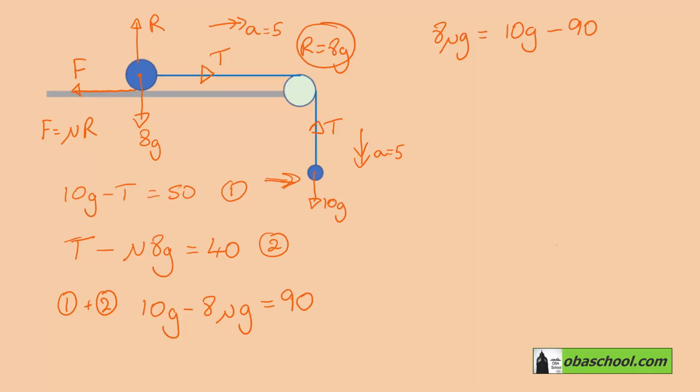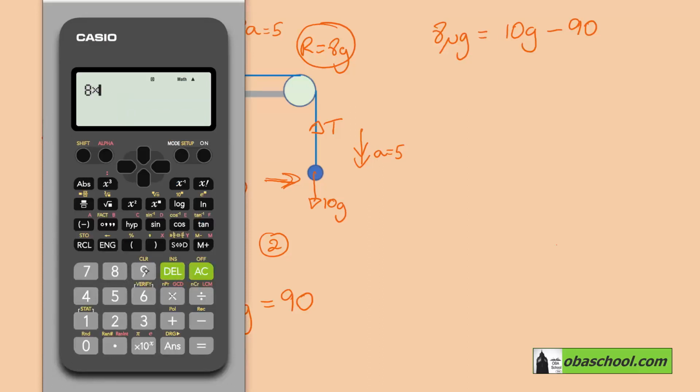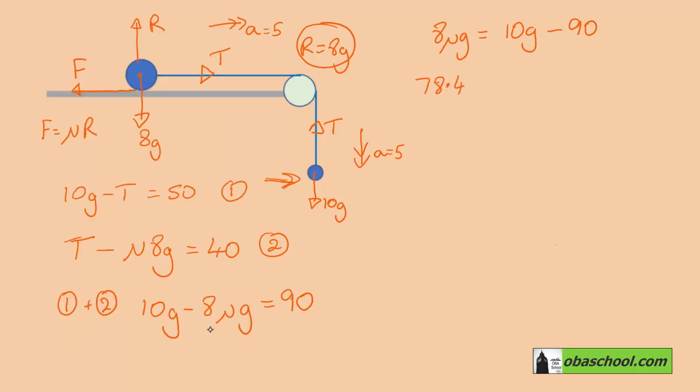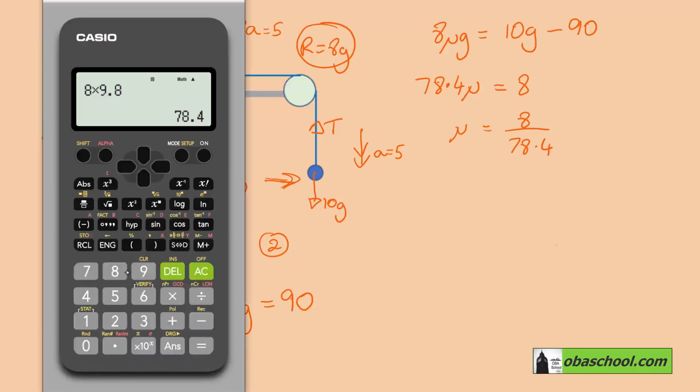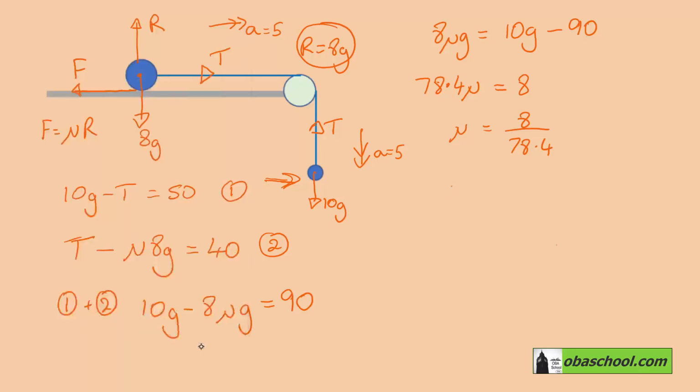Now, if g is equal to 9.8, what's 8 times 9.8? 78.4. So this is 78.4 mu is equal to, if g is 9.8, that's 98 take away 90, so that's 8. So mu is equal to 8 divided by 78.4. So we've got 8 divided by, my last answer is 0.102. Correct to 3 decimal places.